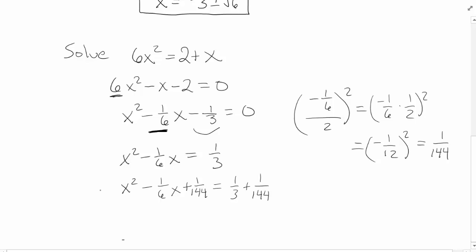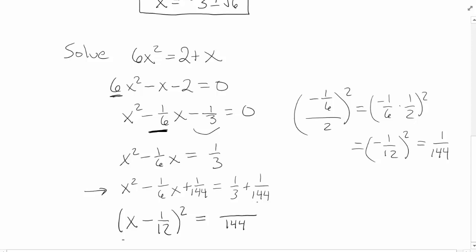Now, unlike the last example, this one is a little harder to see what the left-hand side factors into. It always factors into x plus whatever you have on the inside, that b over 2, which is right here, which simplified down to negative 1/12. So this factors into x minus 1/12, and then there's a quantity squared. On the right-hand side, I need a common denominator. That's going to be 144.